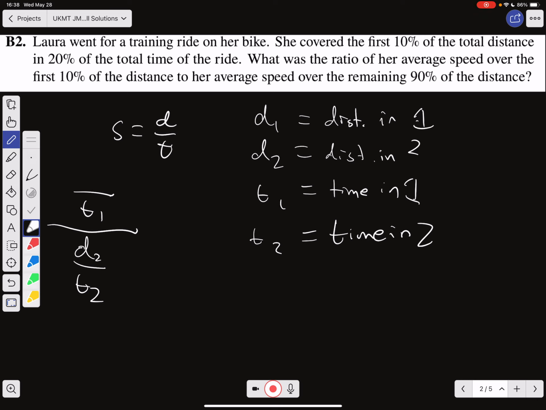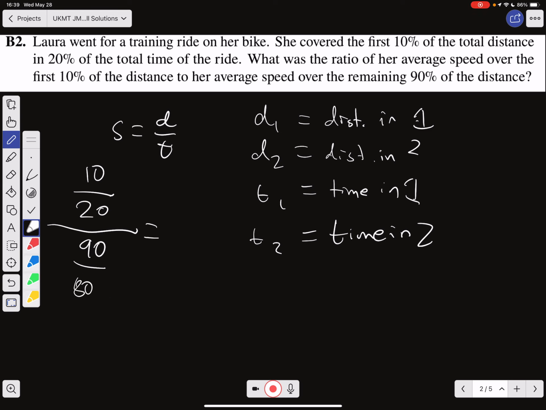So D1 is 10% of the entire thing, right? So we're just going to write 10. Everything is in percent, so it's fine. We can just write it like that, and of course the percents all cancel out. And this is 20. Then we have this one over here, that's a big 90, and this bottom one is a big 80.